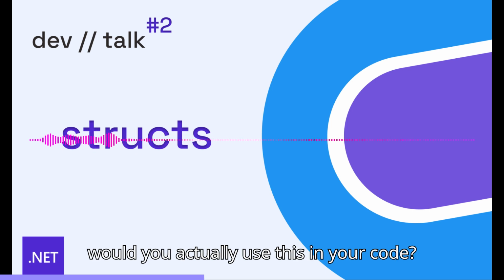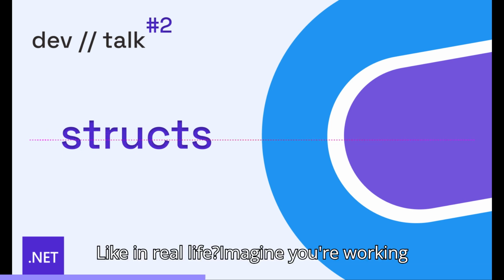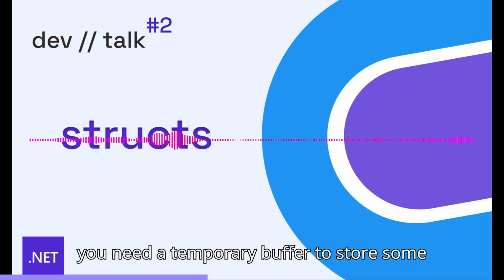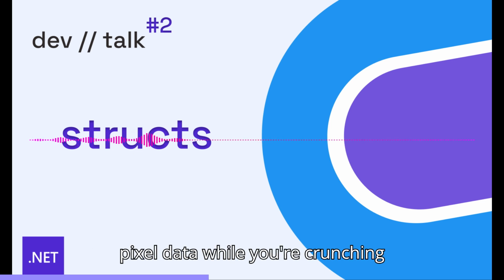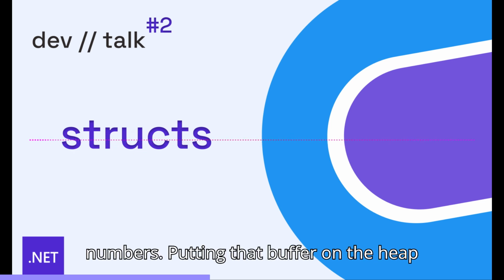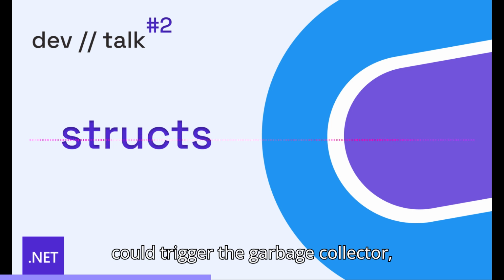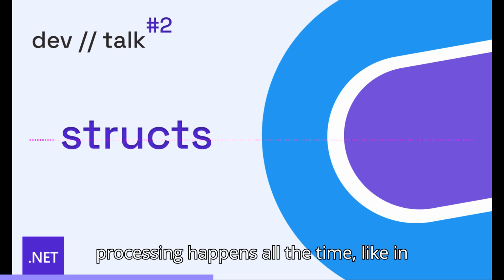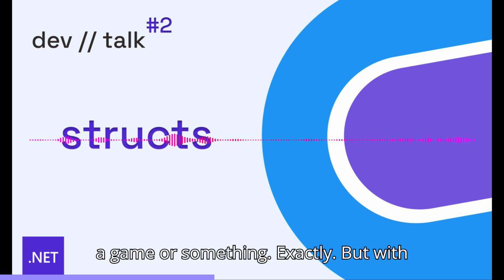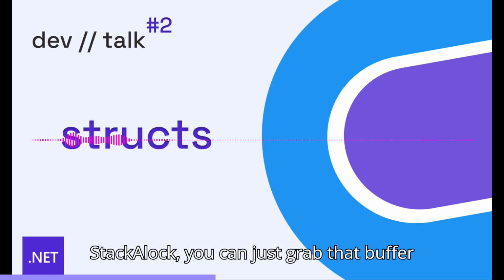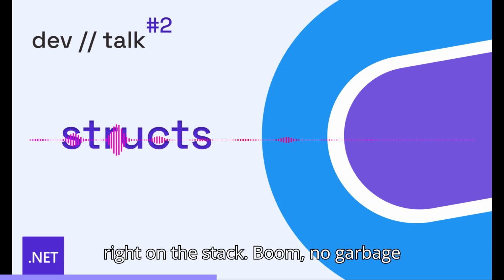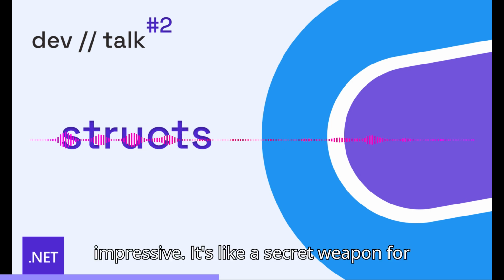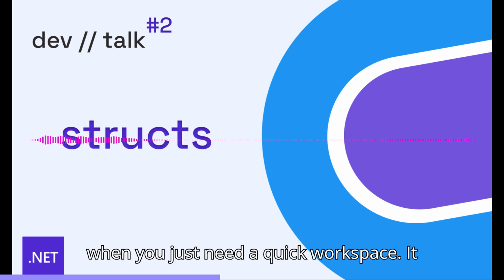But when would you actually use this in your code, like in real life? Imagine you're working with, say, an image processing algorithm. You need a temporary buffer to store some pixel data while you're crunching numbers. Putting that buffer on the heap could trigger the garbage collector, especially if you're processing loads of images. Right, especially if that image processing happens all the time, like in a game or something. Exactly. But with stackalloc, you can just grab that buffer right on the stack. Boom, no garbage collection overhead. Potentially makes your code a lot faster. That's impressive. It's like a secret weapon for when you just need a quick workspace.